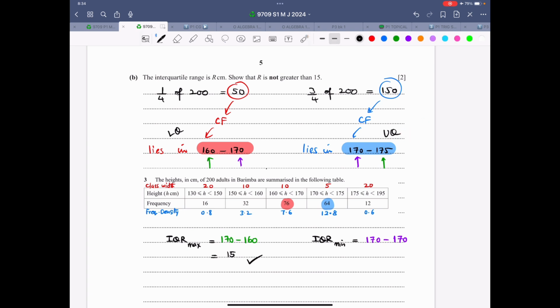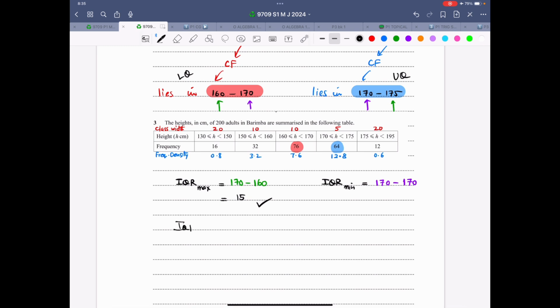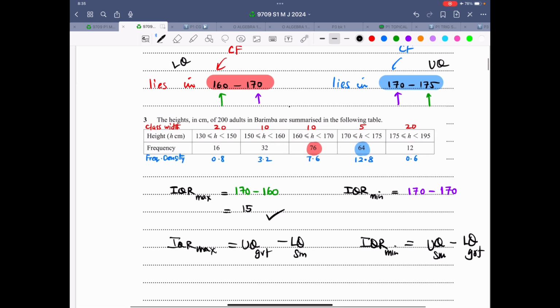So let me again illustrate this. IQR max is obtained when the upper quartile is the greatest and the lower quartile is the smallest. And IQR minimum will be obtained when the upper quartile is the smallest and the lower quartile is the greatest. The concept of upper bound, lower bound, least value, greatest value in O-level math.